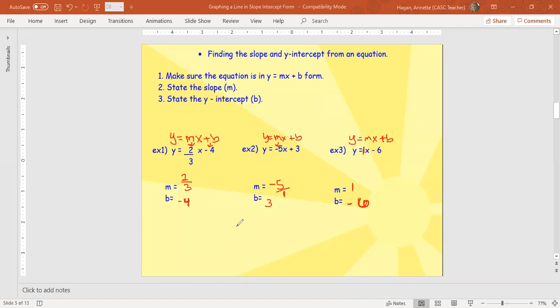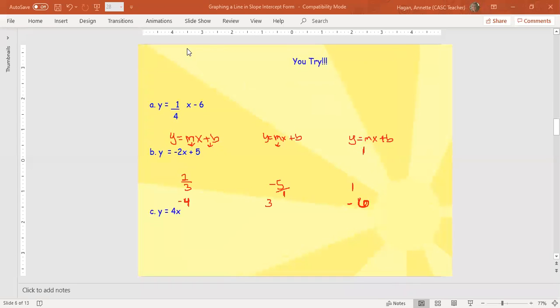We're going to take this, and now we're going to apply this to actually graphing in slope-intercept form. So I have a couple more examples to try if you want to. Actually, I forgot about these. So I'll pause it real quick and let you guys try these 3 as well.